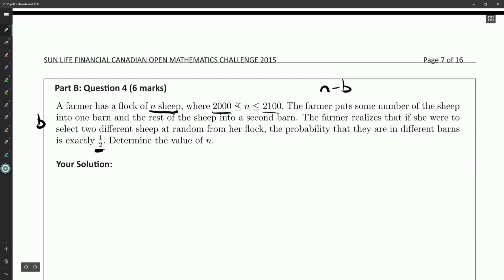So likely with the setup of this question, there's lots of different values of N that will work, but there's only one in this particular range. So that might break the problem down into two parts. Okay. So what's the probability? So if she were to select two different sheep at random, let's figure out some probability, shall we?